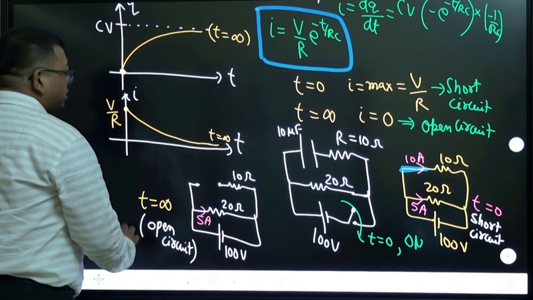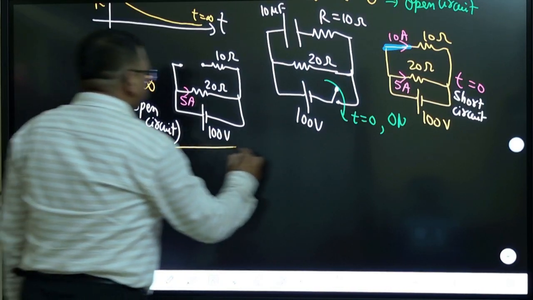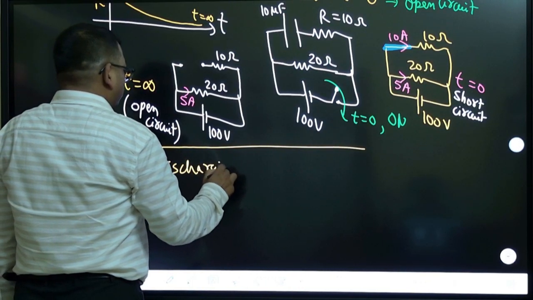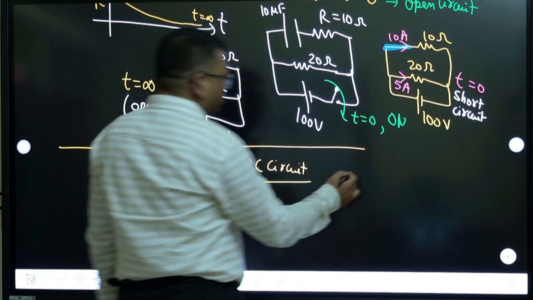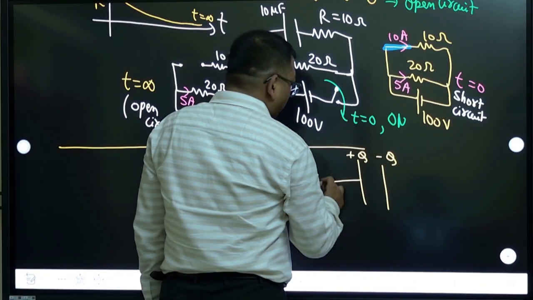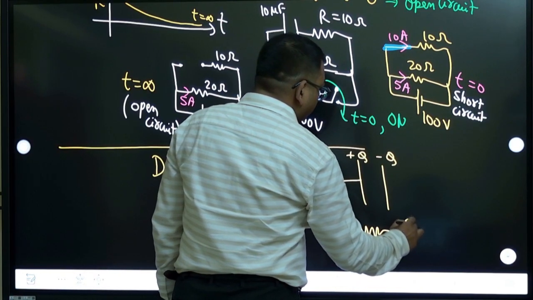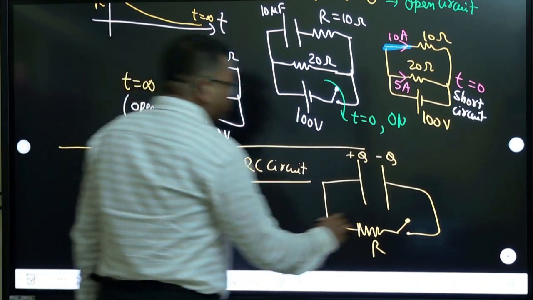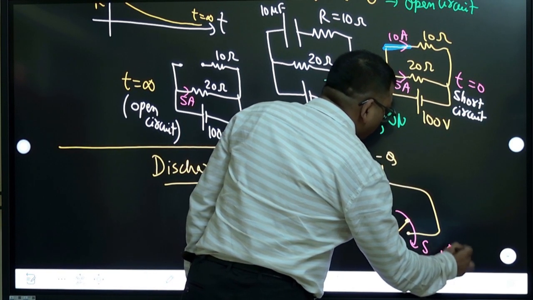And this is a charging circuit, and discharging is just the opposite. So I will write the formula for discharging. Discharging is just the reverse case. Discharging RC circuit means what? Let us say the capacitor is already charged, plus Q and minus Q, and you are connecting this with a resistor R, and there is a switch. Now you close this switch. Switch is on at time 0.